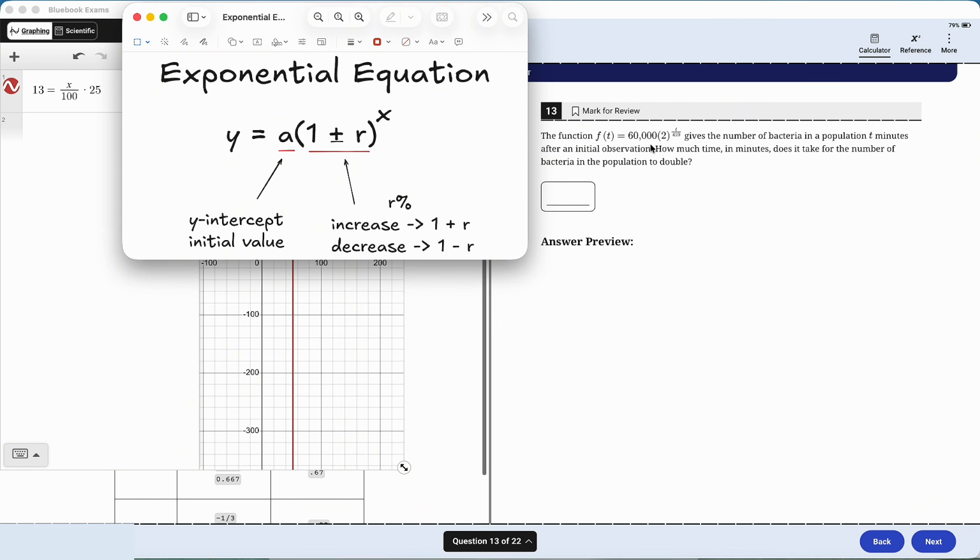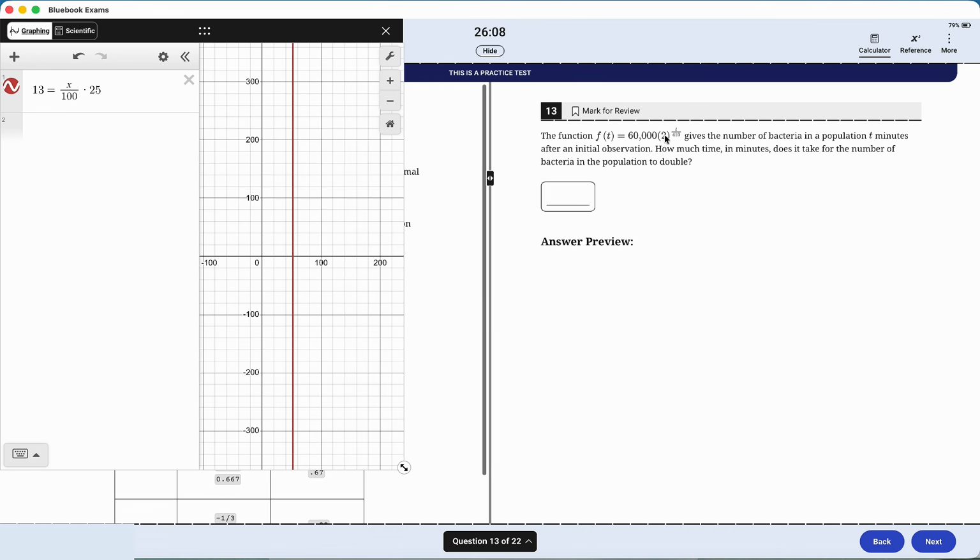So here you know you have an initial amount of 60,000 bacteria, and the question is, how much time will it take for it to double? Well, that's the whole point of this 2 here. The 2 is the doubling. Sometimes we'll say triple, it'll be a 3 there. You could say it halves, that'll be a 1/2 in there. That's going to be our increase or decrease.